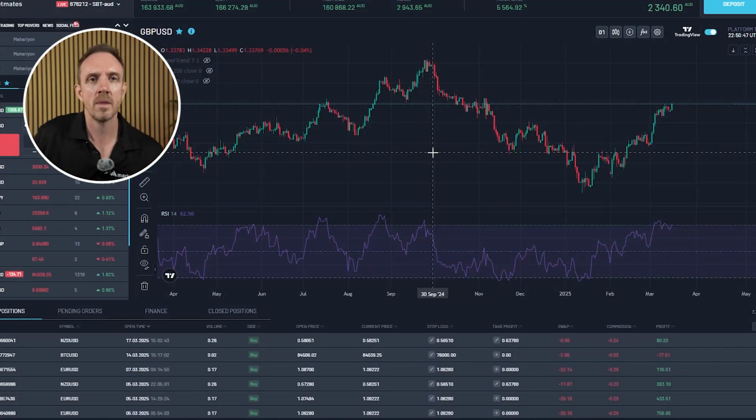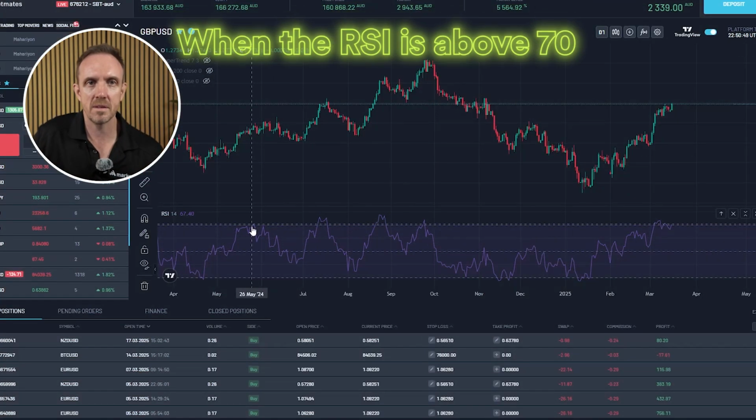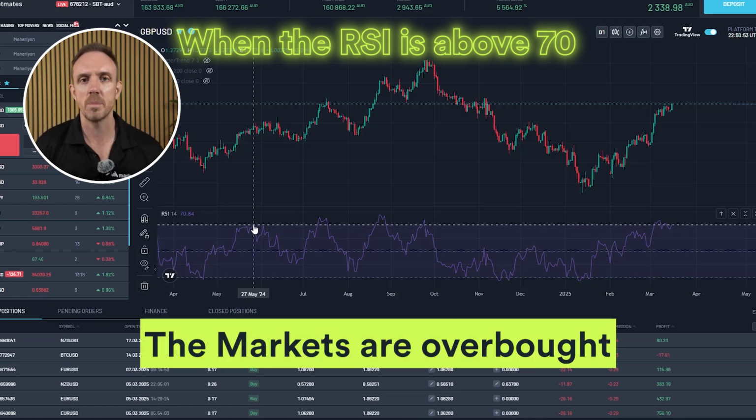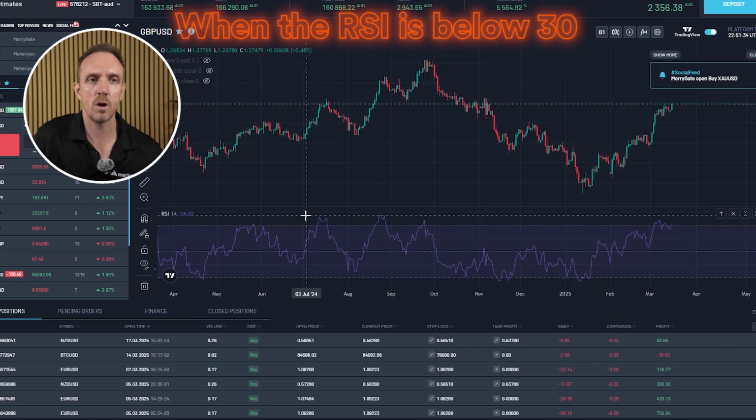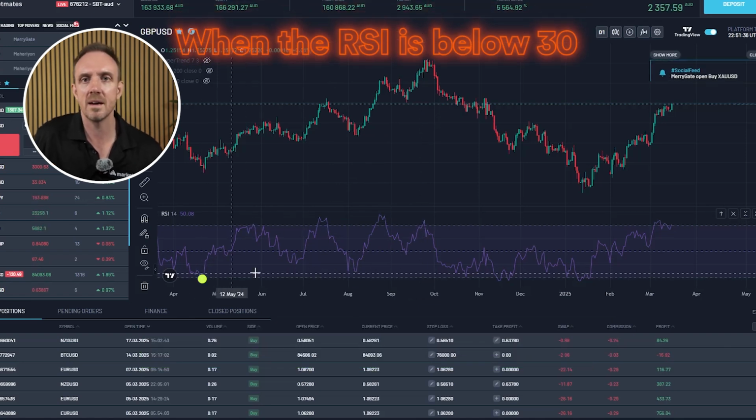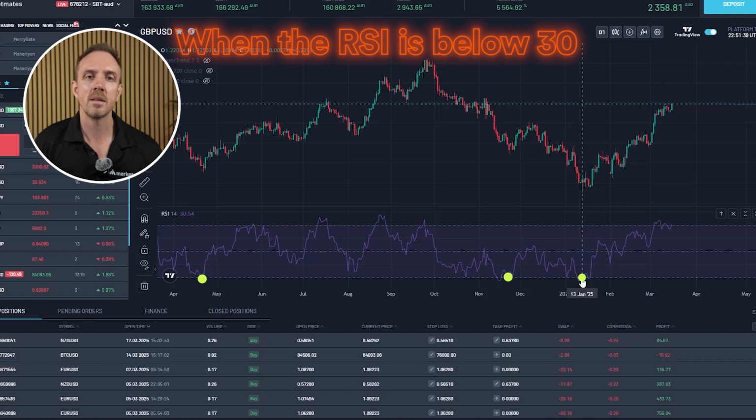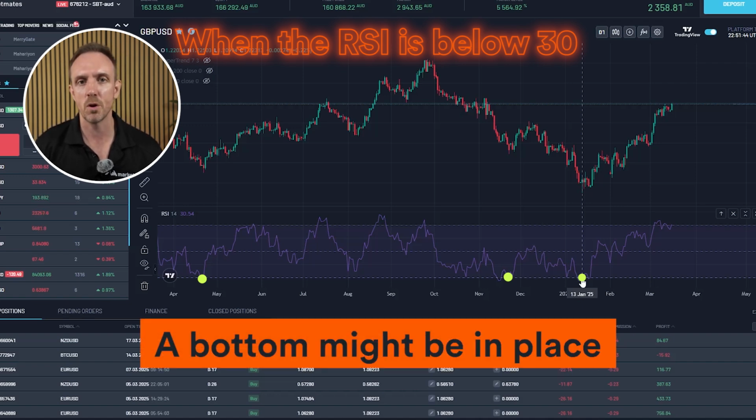Here's how it works. When the RSI is above the 70 level, it indicates that the markets are overbought and could be primed for a reversal. We can see that here a few times on this chart. It does a relatively good job of picking the reversal point. If it's below the 30 level, as we can see here, here, and here, then it's indicating that a bottom may be in place and we might be due for a bullish reversal.